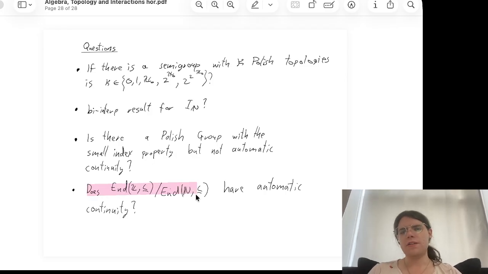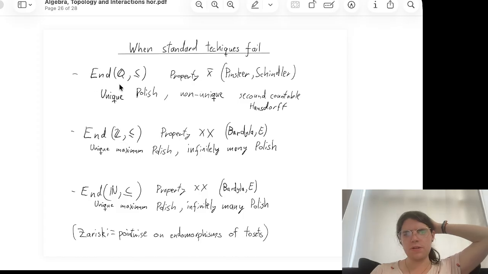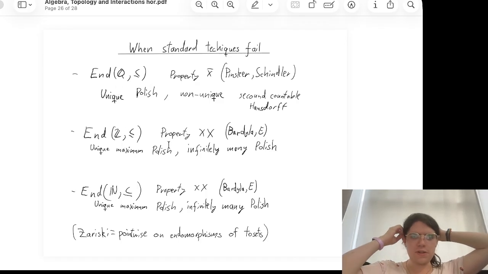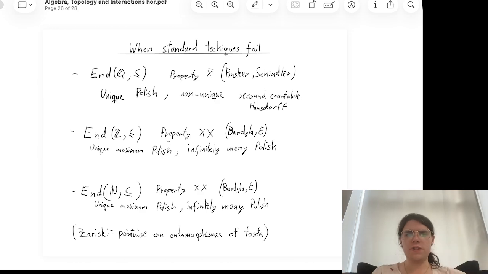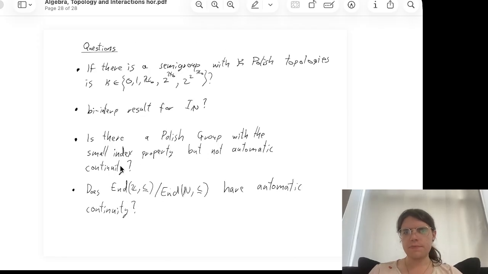And I want to ask, do the endomorphism moids of the integers or the naturals have automatic continuity? Because this was false for the rationals. There are some bigger second countable topologies on that monoid. But we haven't found any for the integers or the naturals. And the way that these results work, I would conjecture that these are the biggest even second countable topologies, but we don't know. The proofs use bare category theory stuff. So yeah, that's the questions, and that's the state of things as far as I'm aware.